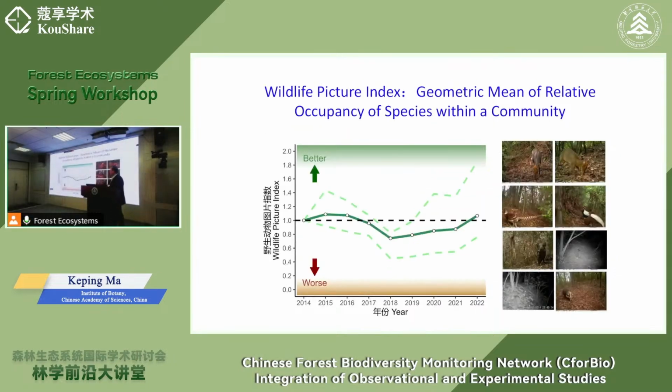And we can also calculate the wildlife picture index. This shows the dynamics of the community, the diversity, and not only the population dynamics of a particular species. This is a community indicator. So from this slide, you can see from 2014 to 2022, the community diversity is more or less stable. That indicates the management effect of the nature reserve.